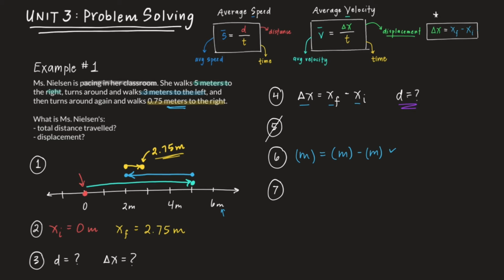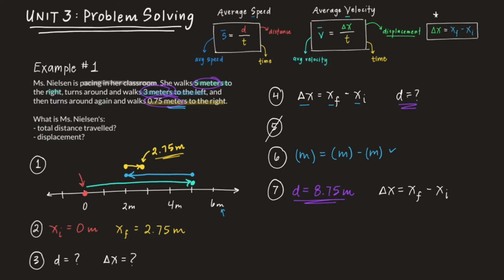So finally, let's solve. Let's solve for distance first. So distance is just the total ground that's covered. So all of these distances that I'm walking, 5 meters, 3 meters, 0.75 meters, I'm just going to add them up because again, the direction doesn't matter. Distance is just a scalar. So I'm going to add up 5 plus 3 is 8 plus that 0.75 meters is 8.75 meters. That's my distance. Again, it doesn't matter the direction, I just added up those amounts.